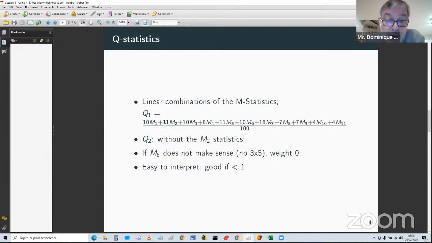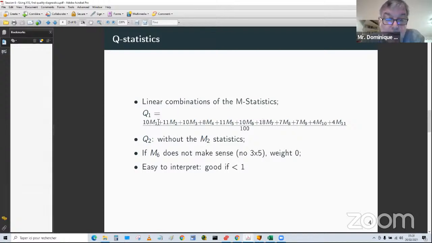So if you look at the weights, you see that the Canadian people were more interested in the presence of seasonal component in the irregular than in the behavior of the seasonal component. So we will have that in mind when we want to interpret Q1.